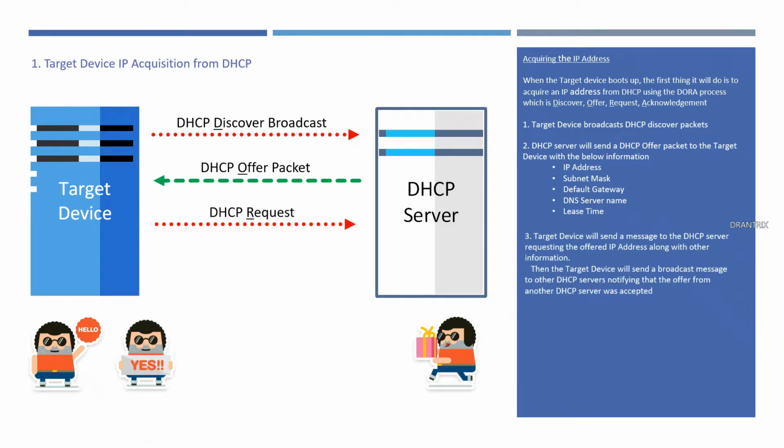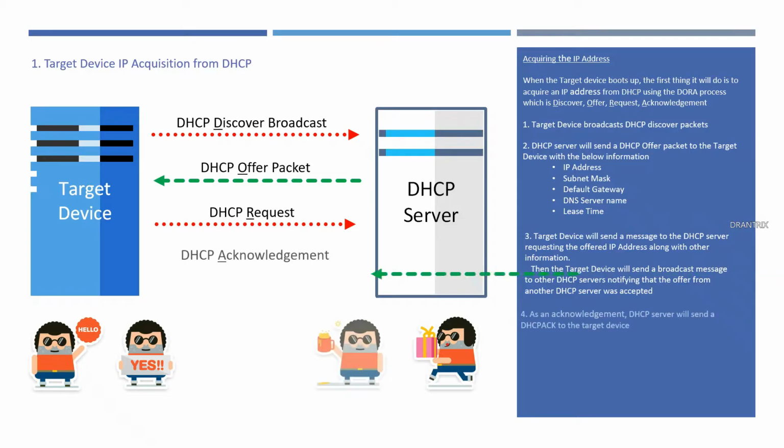And the target device will send a message to the DHCP server requesting the offered IP address along with the other information mentioned below. And then the target device will send a broadcast message to other DHCP servers telling them that the offer from another DHCP server was accepted. And as an acknowledgement, the DHCP server will send a DHCP ACK to the target device. So that's where the IP acquisition from DHCP gets over.